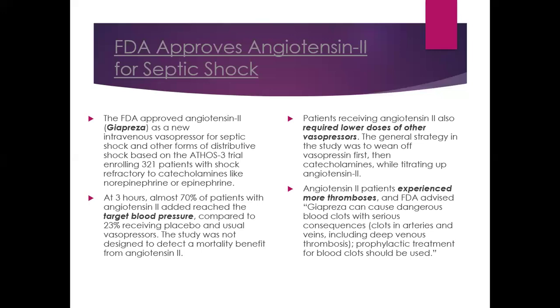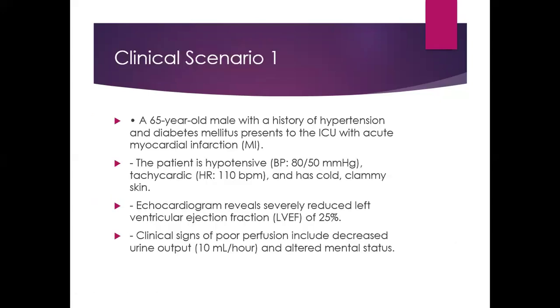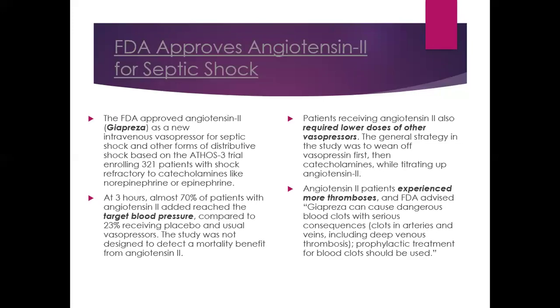Some studies have shown that at 3 hours, almost 70% of patients on angiotensin 2 had reached their target blood pressure, compared to 23% who received placebo and usual vasopressor. Although the study I'm quoting here was not designed to detect mortality benefit from this agent. But remember that patients on angiotensin 2 require lower doses of other vasopressors. All right, so we're done here.